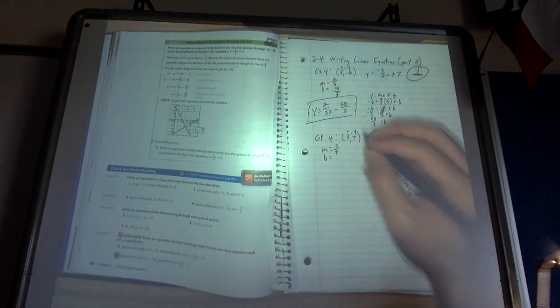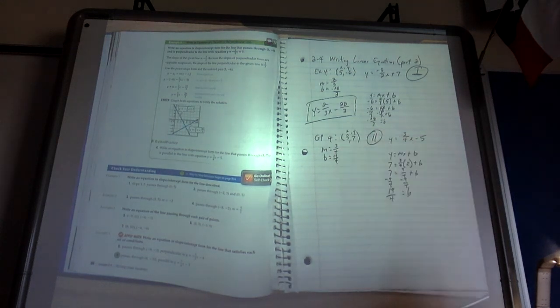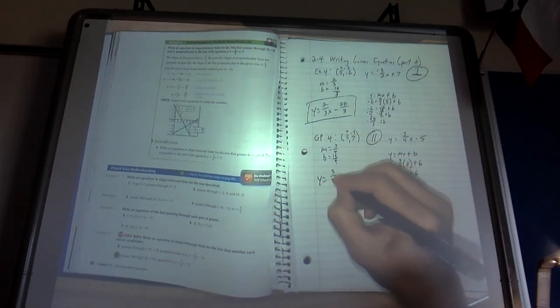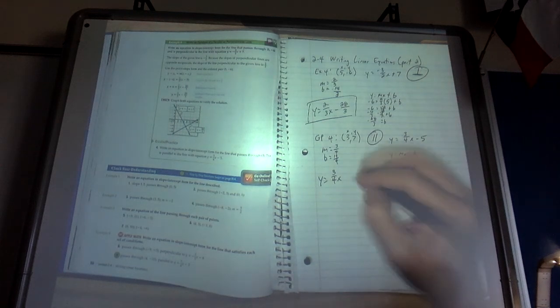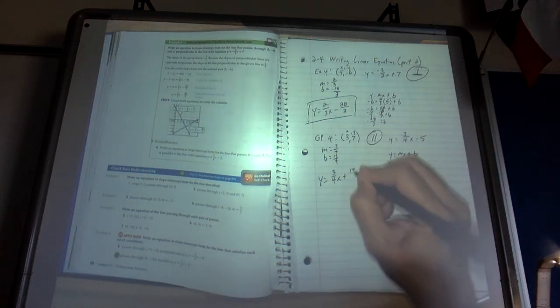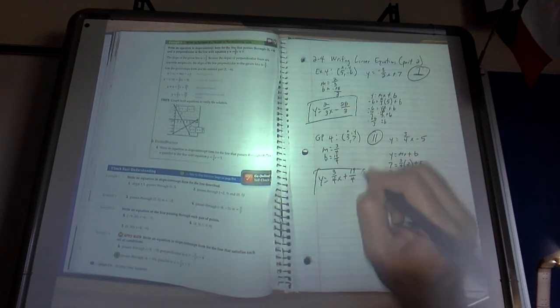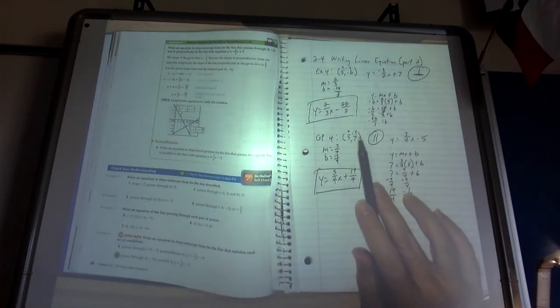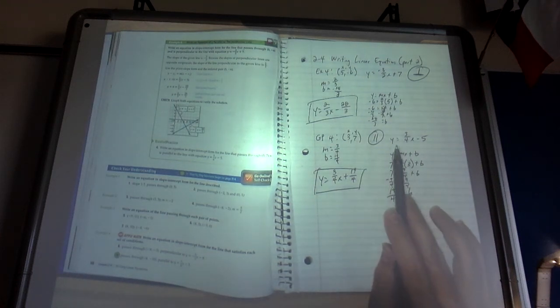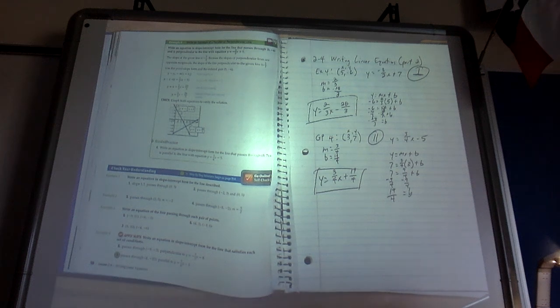All right, I know my b is 19/4, so let's write the equation. Y equals, my slope was 3/4, times x, and then this one's positive, so it's plus 19/4. There's the equation that goes through the point 3,7 that was parallel to y equals 3/4 x minus 5.